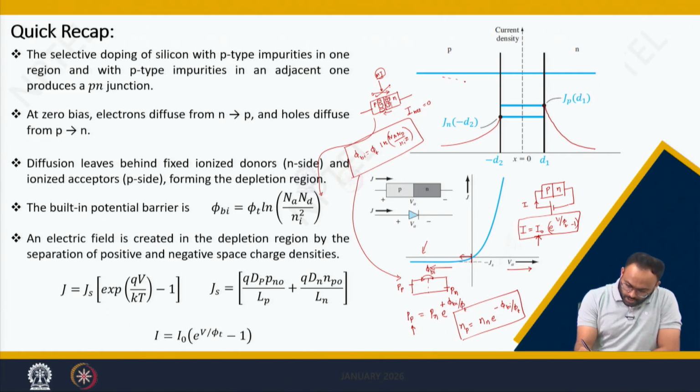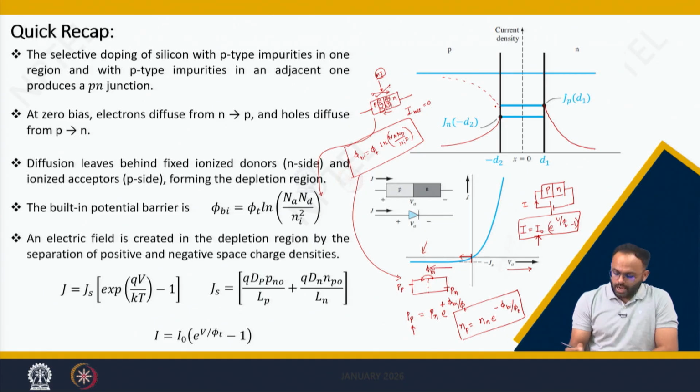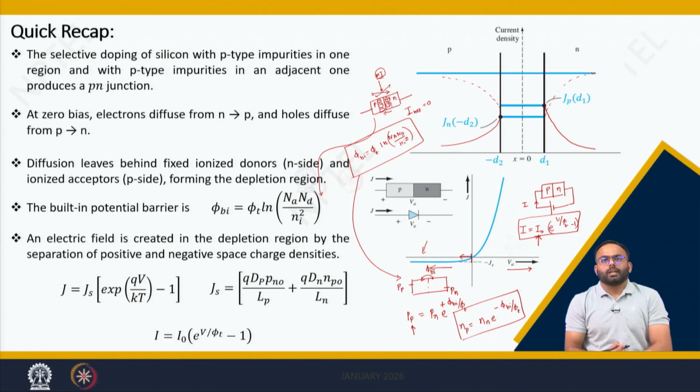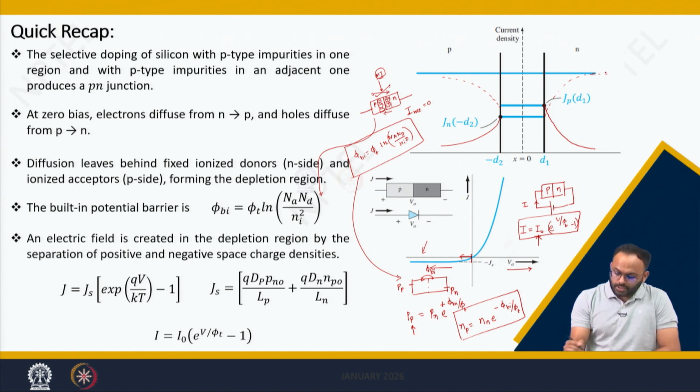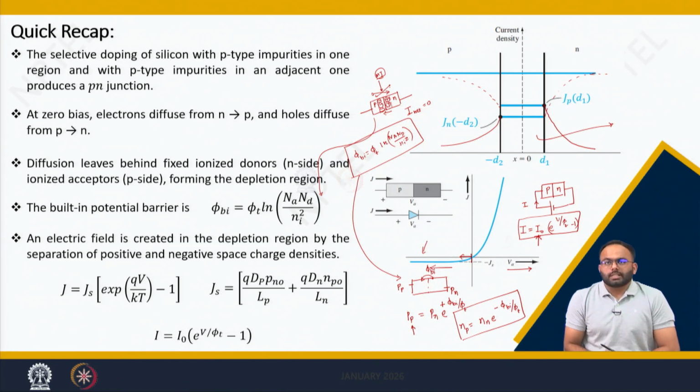So this component is the drift component, and similarly this component is the drift component, which can be calculated as the total current minus the diffusion component. We have assumed one approximation that there is no mobile charge carriers present in the depletion region, and that's what we called the depletion approximation.